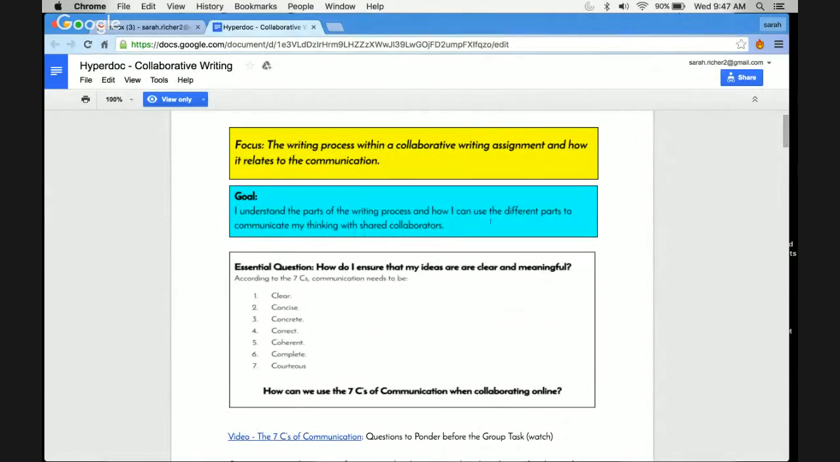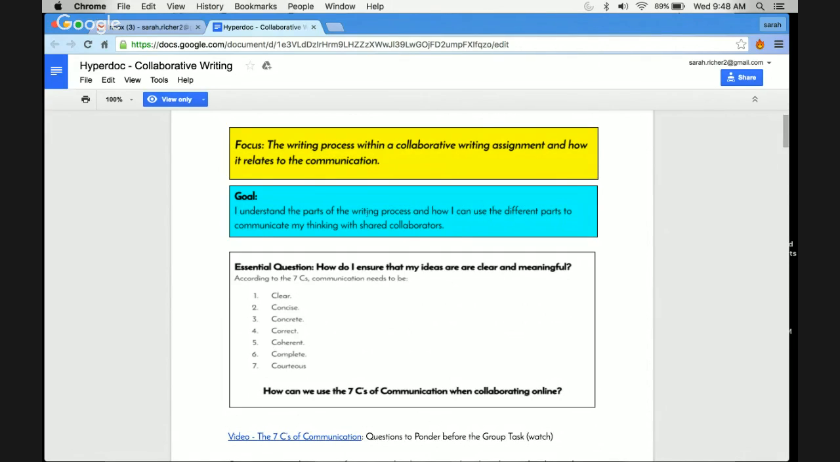Remembering that when you're online, you still need to have that focus and goals so the students know what they're working on. So here we know that they're working on a collaborative writing assignment and how it relates to communication. So really making the students aware that they're not only working on their collaborative writing piece, but you're also going to be assessing and looking at what it means to communicate and how well they're communicating as a team.